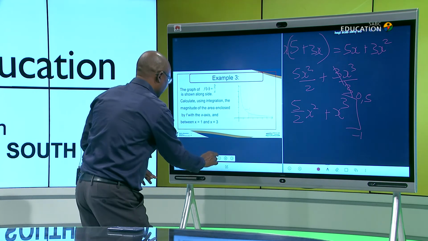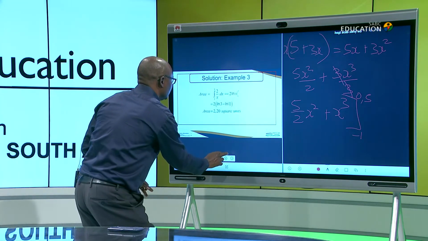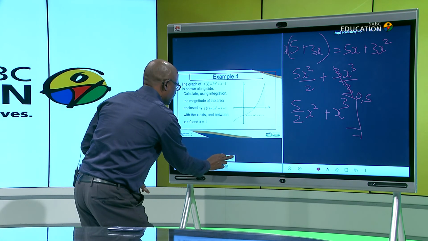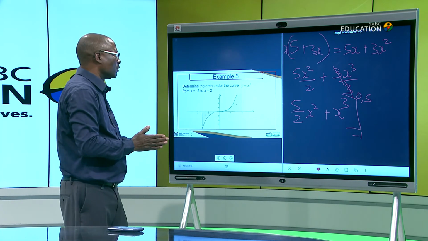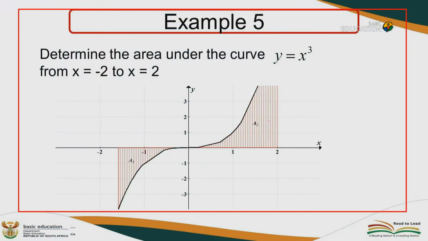Then, number 3, let me try to move to number 5, because both number 2 and 3 are almost the same. Now, what is the importance of this example number 5? If you remember, when we were evaluating, we found that your value of the integral was 0. What do we do there? In this case, we cannot accept that your integral is 0.